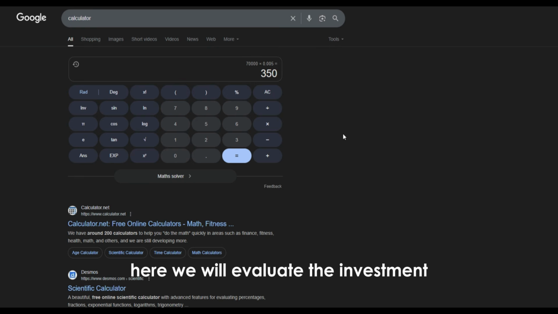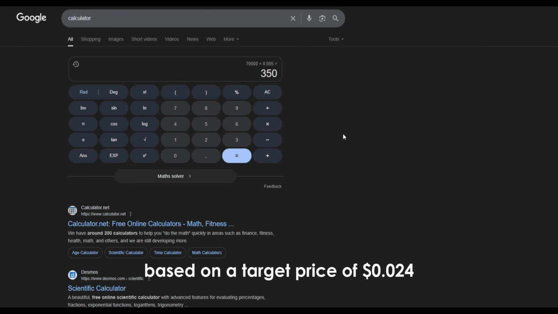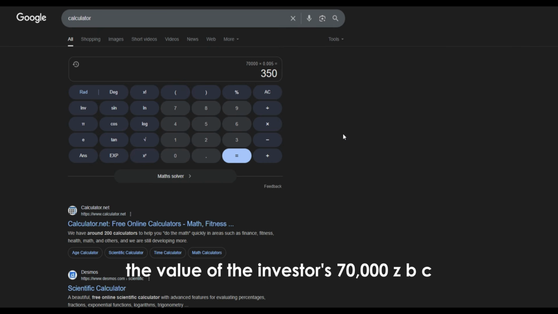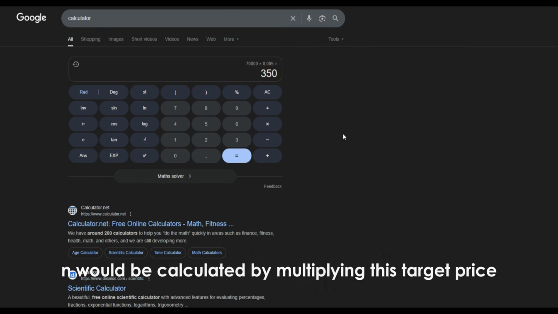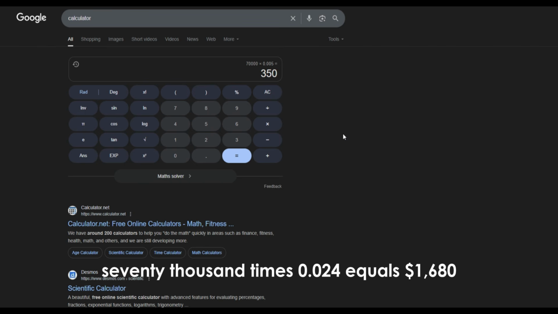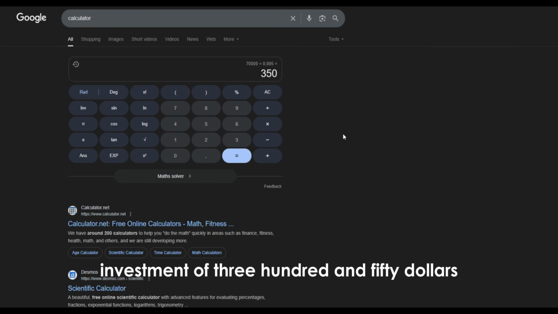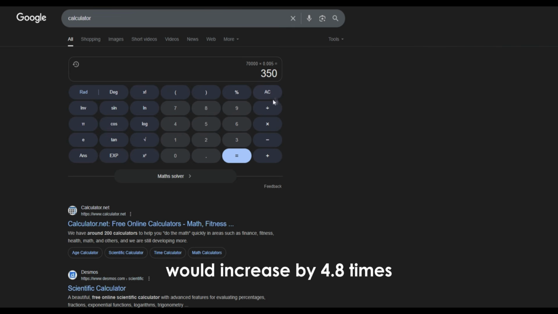Here, we will evaluate the investment based on a target price of $0.024. This target price may be a value expected to be reached by Zbcn based on certain technical analyses, market trends, or project developments. If the price rises to $0.024, the value of the investor's 70,000 Zbcn would be calculated by multiplying this target price. 70,000 times 0.024 equals $1,680. This figure means that the current investment of $350 would increase by 4.8 times.